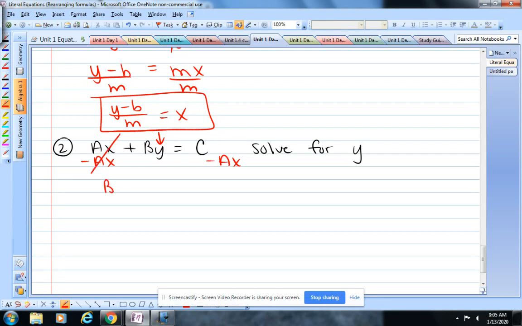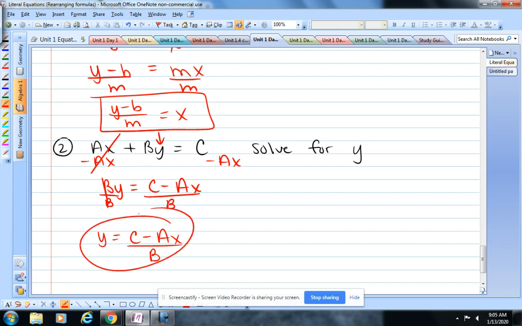So now I have BY equals C minus AX. Now how do I get rid of B? Divide by B. And now is Y by itself? Yeah. It's always just going to be solved for one variable. I'm not going to ever have you solve for two. So there you go. All right, I'm going to stop recording because that's the end of notes for today.